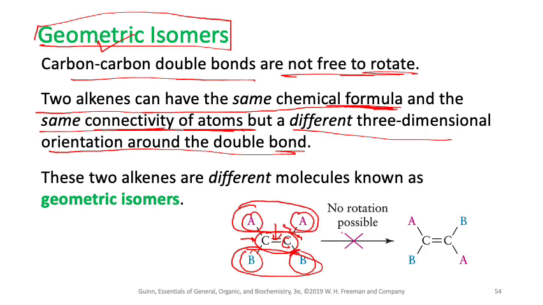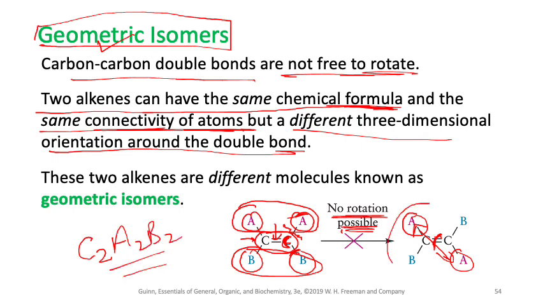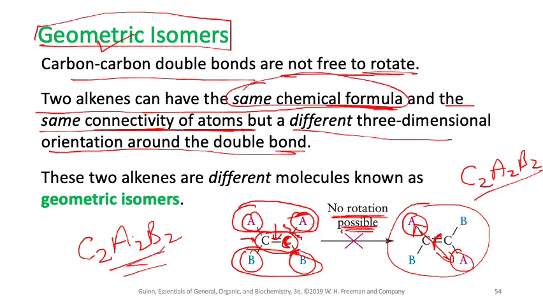So for example over here, because no rotation is possible, we cannot rotate the second carbon, and if we cannot rotate the second carbon, then A and A won't be in this orientation. A will always be on the top, right? So if I write the formula for both compounds, what's the formula for this compound? C2A2B2. What's the formula for this compound? C2A2B2, right? Both of them have the same chemical formula.